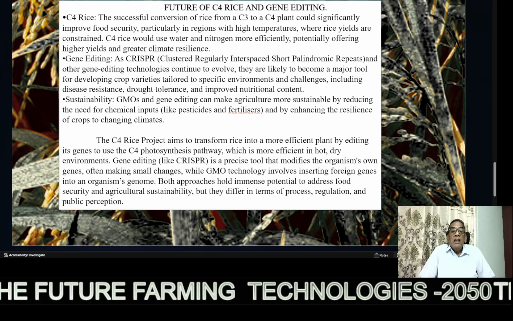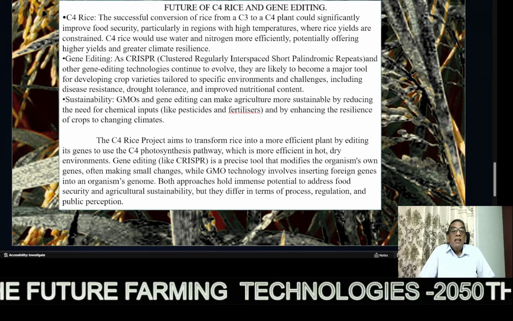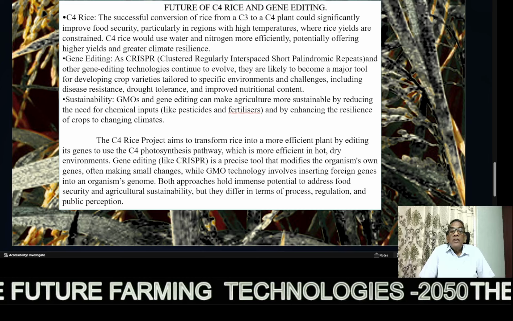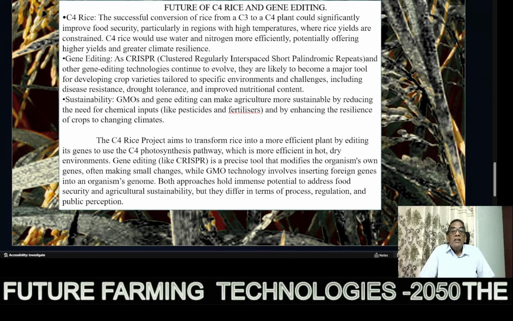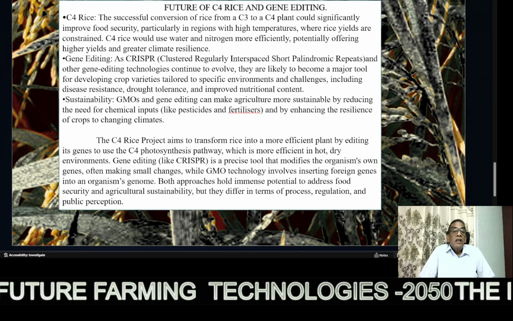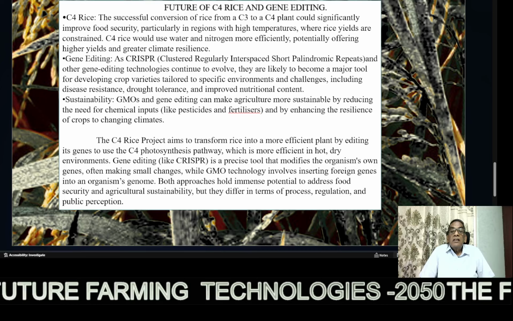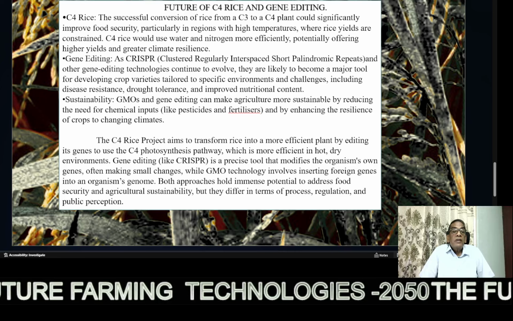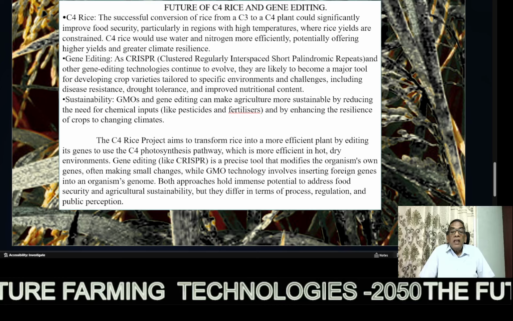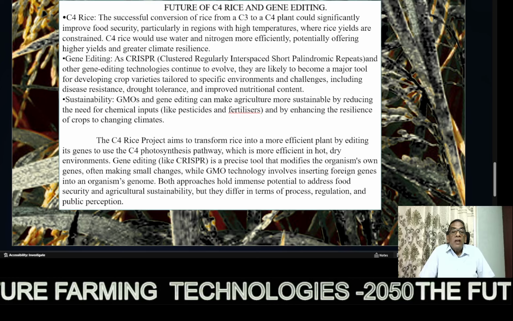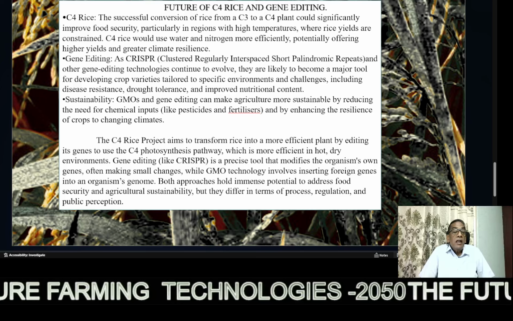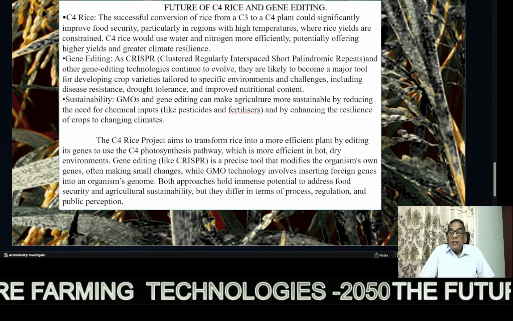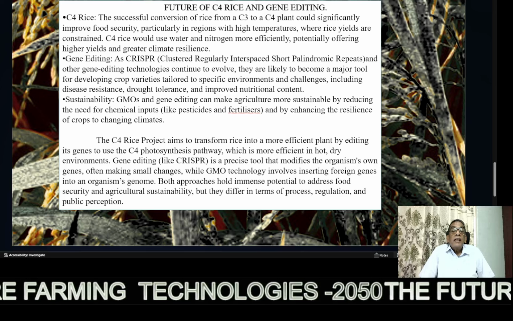Gene editing like CRISPR is a precise tool that modifies the organism's own genes, often making small changes, while GMO technology involves inserting foreign genes into an organism's genome. Both approaches hold immense potential to address food security and agricultural sustainability, but they differ in terms of process, regulation, and public perception. In public perception, gene editing is more acceptable.